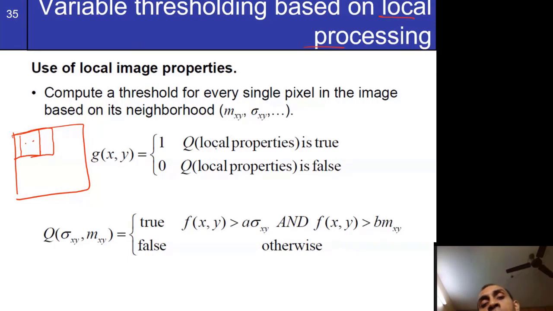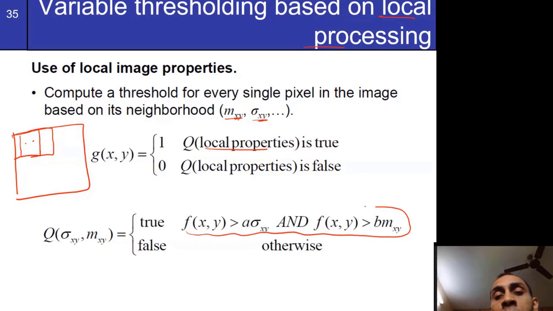In that case, you don't need to rely just on the intensity value. You can take some local properties like the mean and the variance in that neighborhood, and you also have the flexibility to define a logical predicate. For example, only if the intensity value is greater than a times the variance and b times the mean, then I will say this belongs to region 1, otherwise it belongs to region 0, background or foreground. In that way we have more power in thresholding.